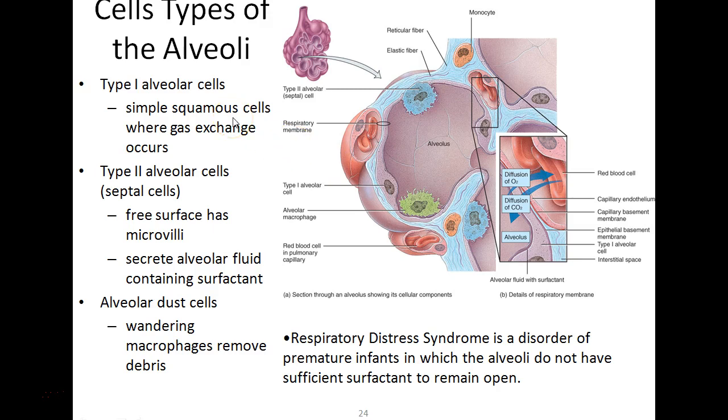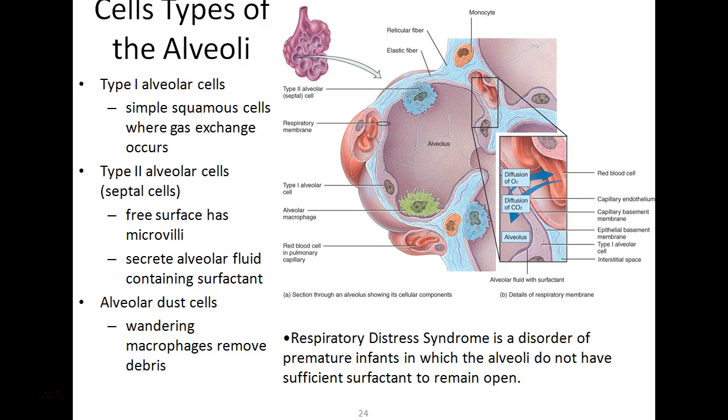Well, in this epithelia, the simple epithelia, we have two types of cells that form the alveolar wall. One is going to be simple squamous tissue. That's going to be our type 1 cell. That's where gas exchange is going to occur. And then we get a sort of cuboidal shaped alveolar cell. That's going to be our type 2 cell. That's going to be secreting alveolar fluid, and that's going to contain a substance called surfactant.